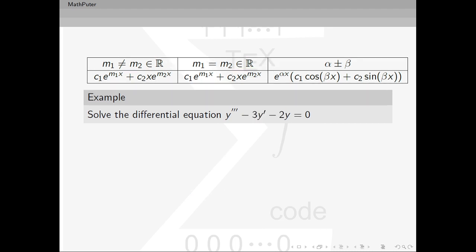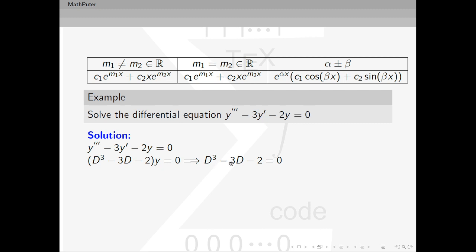The next example: the third derivative of y minus 3 into the first derivative of y minus 2y equal to 0. Now you know what the auxiliary equation will be. D cube, that is because of the third derivative, minus 3 d raised to 1 because of the first derivative, minus 2 equal to 0. Yes, d cube minus 3d minus 2 equal to 0. This is the auxiliary equation.